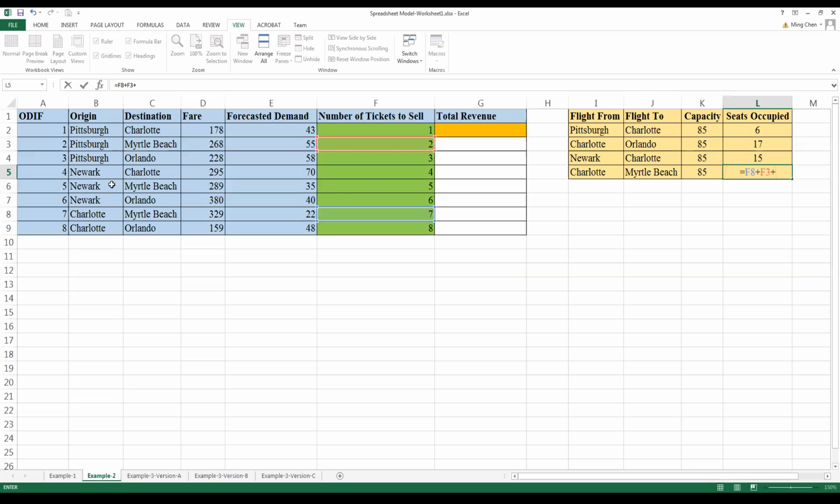Plus the ones who are going from Newark to Myrtle Beach. The ones who are going from Newark to Myrtle Beach will go to Charlotte first. Then from there, Charlotte goes to Myrtle Beach. So that is the total number of passengers who will take this flight.